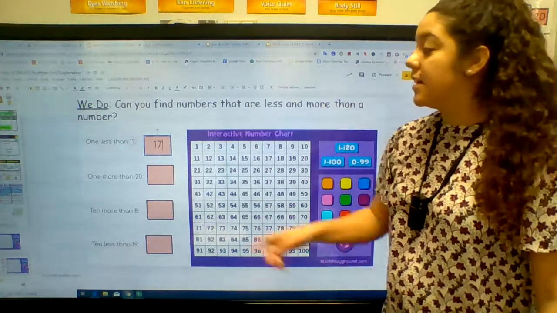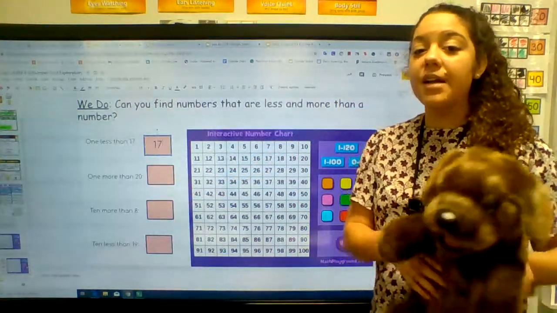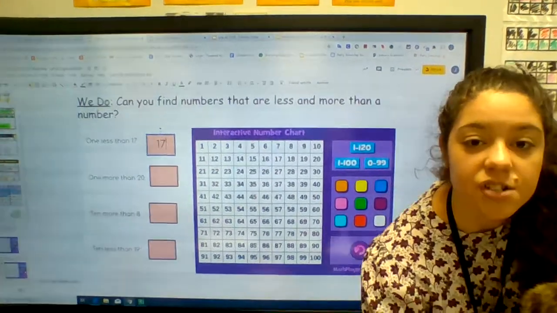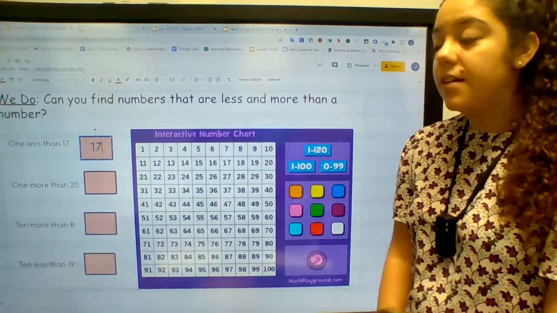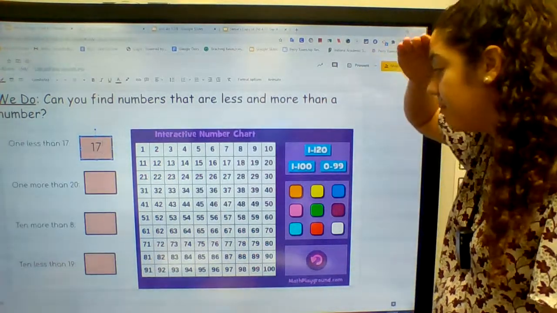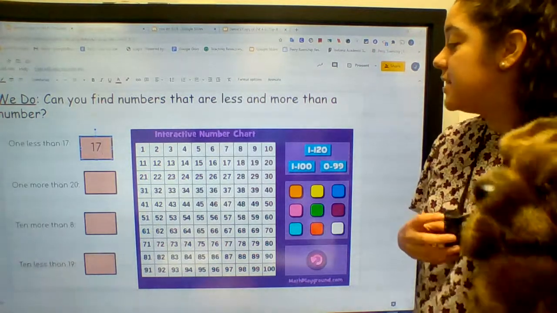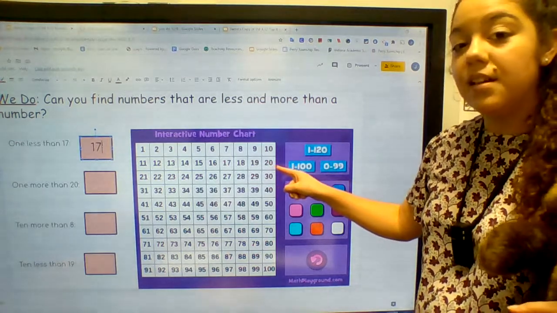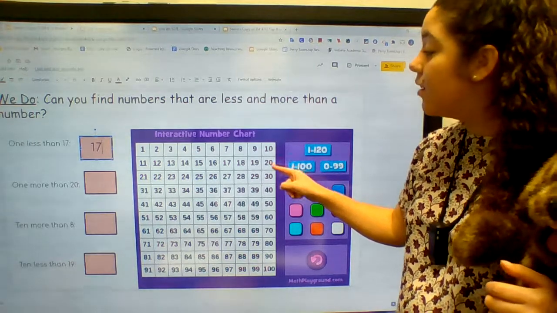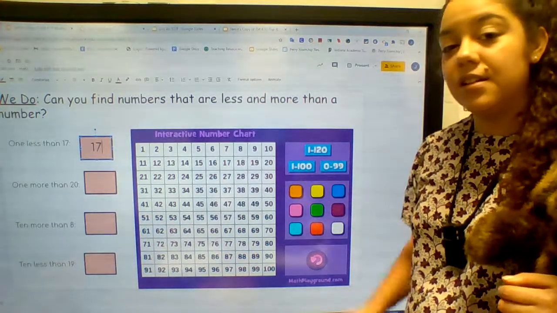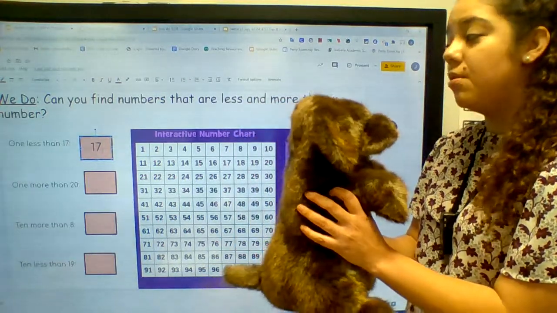This time, let's look at this one. 1 more than 20. So first, I want you to look closely at the hundreds chart. Can you find the number 20? I found it. Here is the number 20. Now find the number that comes 1 more, or right after 20. Turn and tell your neighbor, which number do you think is 1 more than 20?